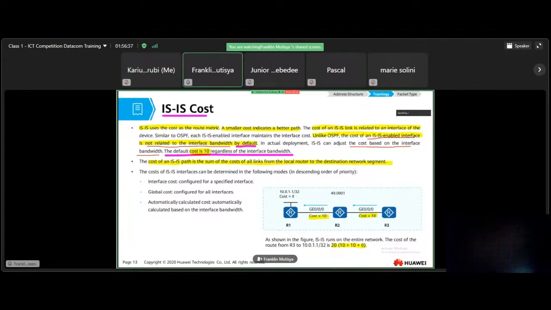So by default, the ISIS cost is 10 regardless of the interface bandwidth. The cost of an ISIS path is the sum of the cost of all links from the local router to the destination segment. So by default, cost is 10.